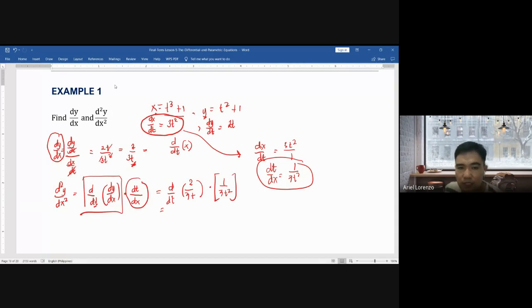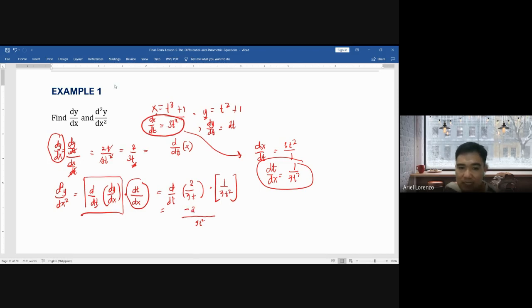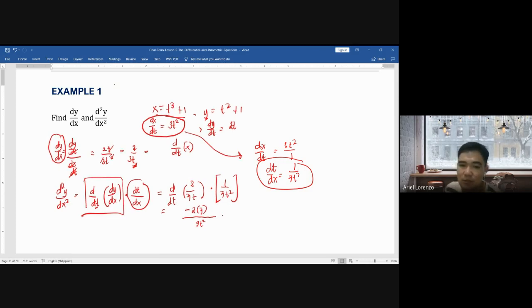2/3, 1 all over 3, magiging 9t squared, di ba? Low squared yan. Then, low, derivative ni high is 0. So, wala na lang yon. Minus high times derivative ni low, that is 3. Tama ba? Negative 6 times 1 all over 3t squared.